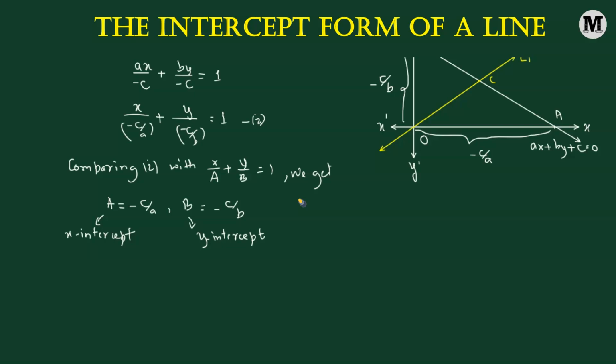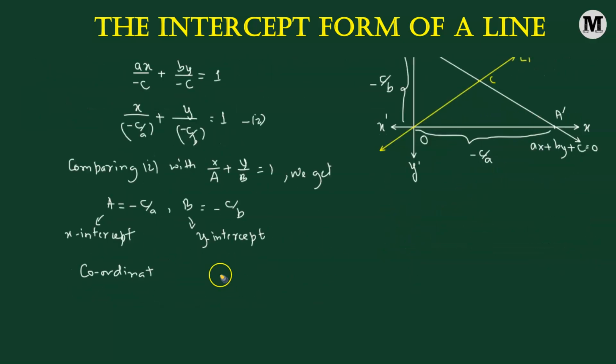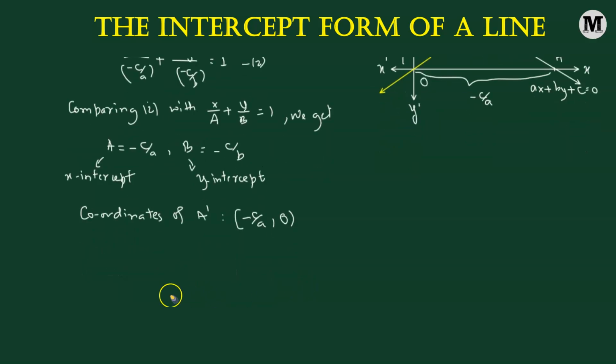Now that we have the x-intercept and the y-intercept, we can define the coordinates of point A. There's a slight mistake, so let's call them A prime and B prime to avoid any confusion. So coordinates of A prime: you take the x-intercept value, that's negative c over a, comma 0. There will be no y coordinate value. And coordinates of B prime are 0 comma the y-intercept, so negative c over b.